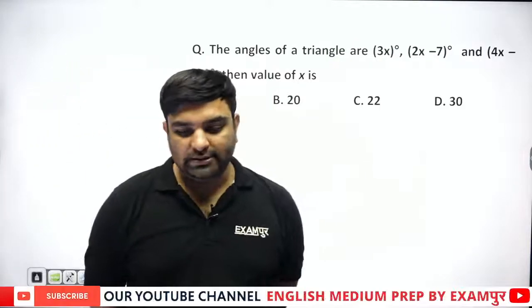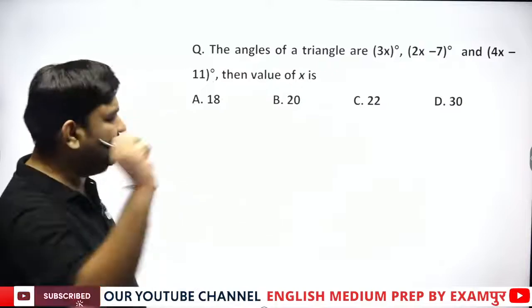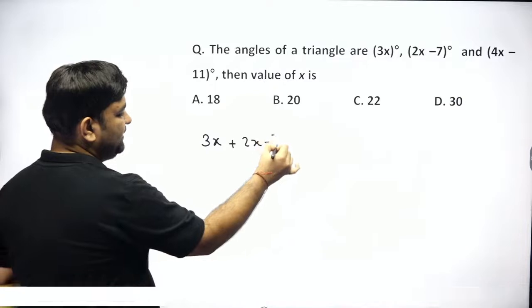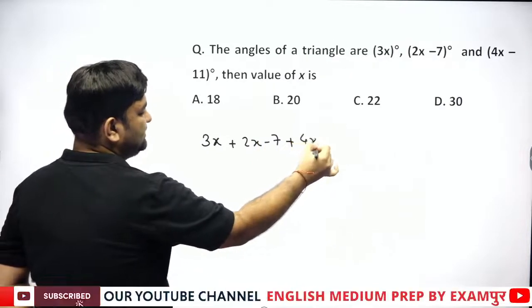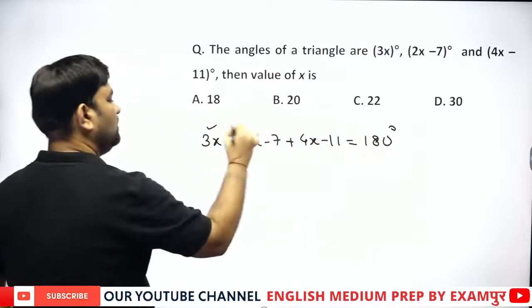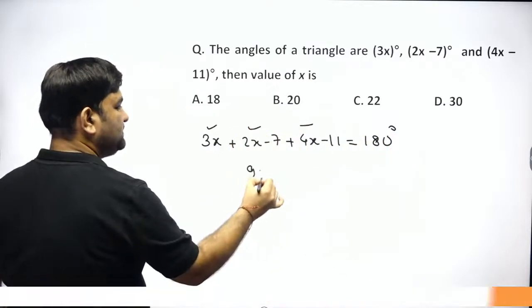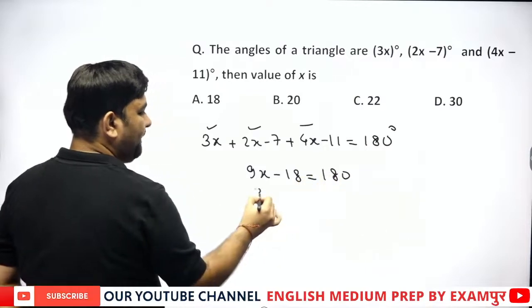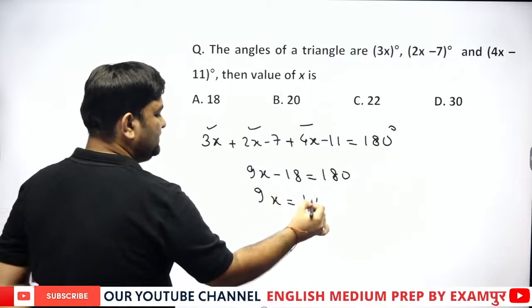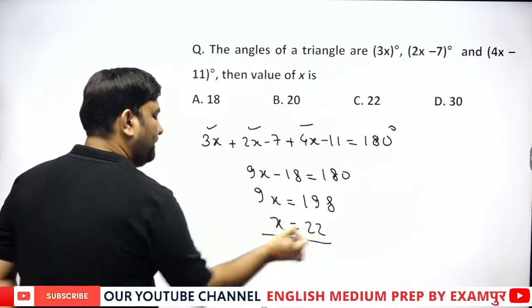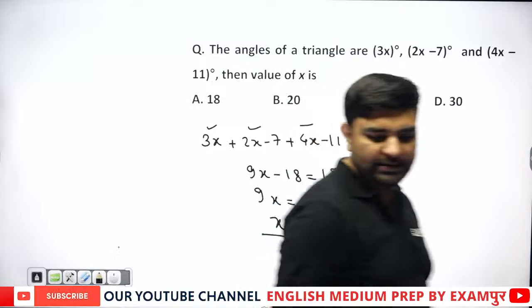Angles are known. What is the value of x? Pretty easy. 3x plus 2x minus 7 plus 4x minus 11 is equal to 180. 9x minus 18 is equal to 180. 9x is 198. x is 22. Pretty easy.